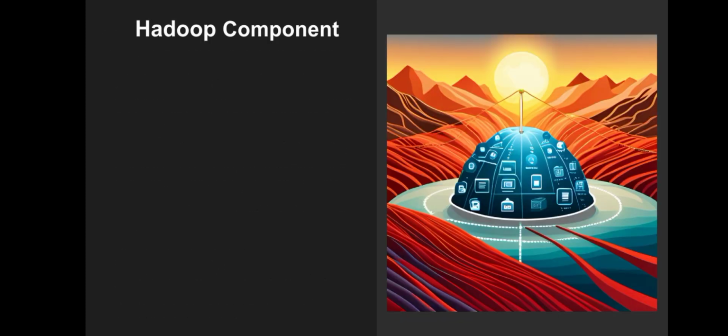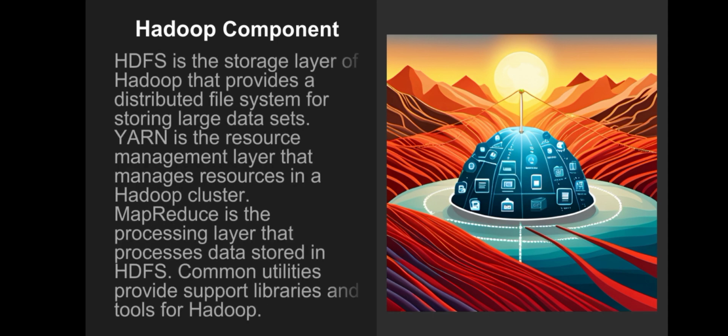Next comes Hadoop components. Hadoop is composed of four main components known as HDFS, YARN, MapReduce, and common utilities. HDFS is the storage layer of Hadoop that provides a distributed file system for storing large datasets. YARN is nothing but Yet Another Resource Negotiator. It's a resource management layer that manages resources in a Hadoop cluster. Next is MapReduce. It's the processing layer that processes data stored in HDFS. Next come common utilities, which provide support libraries and tools for Hadoop.